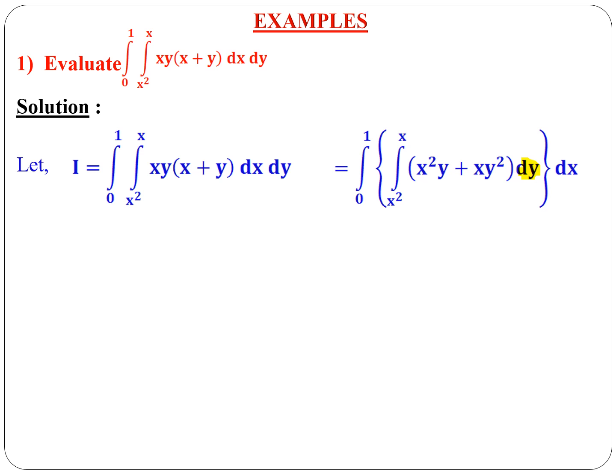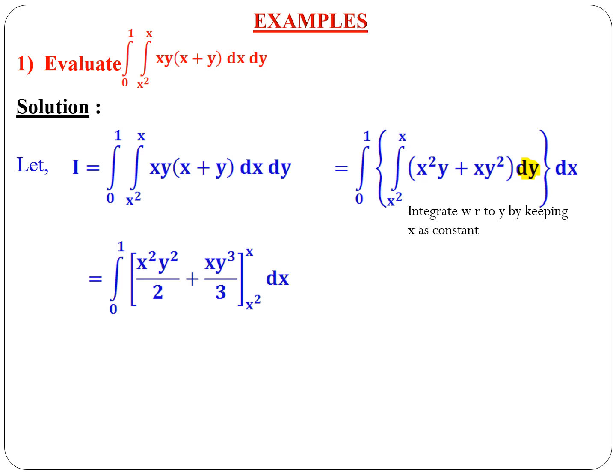Here it is very important: you are integrating with respect to y, so you have to keep x as constant. If you keep x as constant and integrate with respect to y, then x square as it is, y integration will be y square by 2, plus x as it is, y square integration will be y cube by 3, and its limits are x square to x. Then the whole integral dx, and the dx limits are 0 to 1.